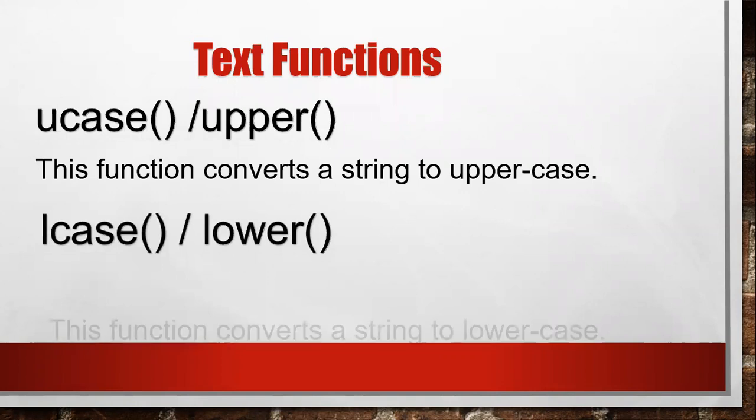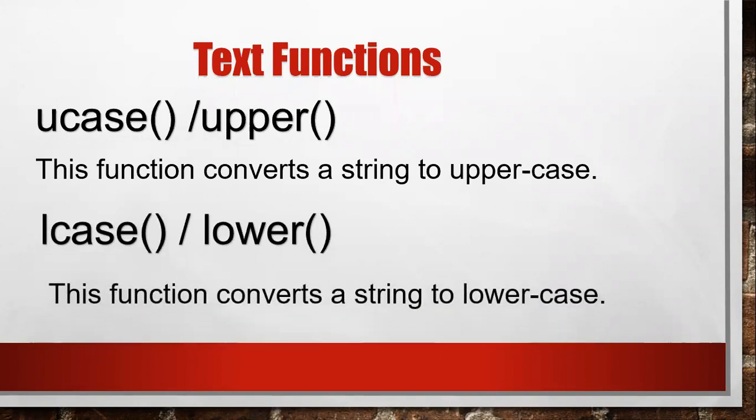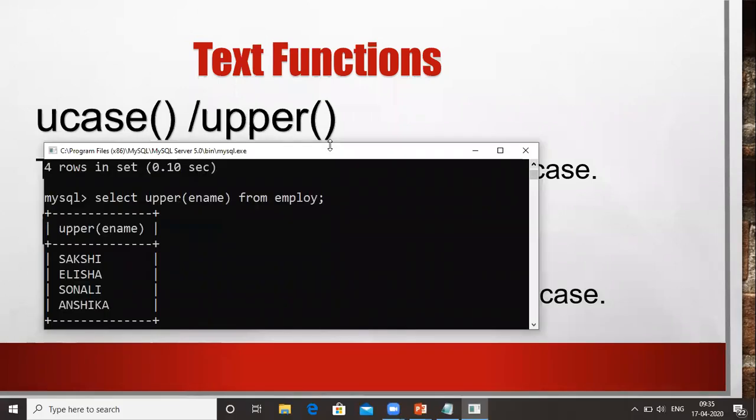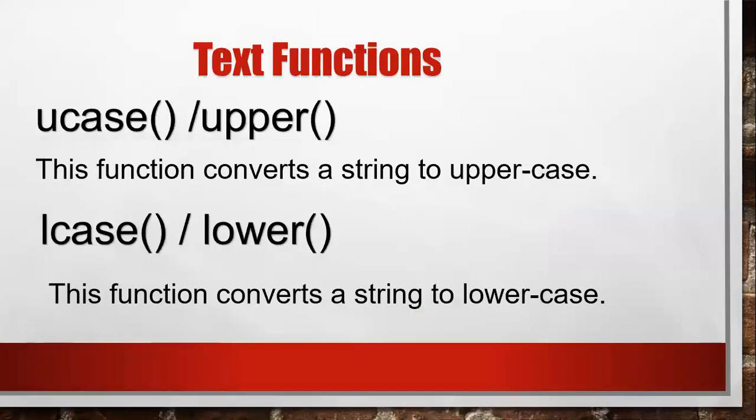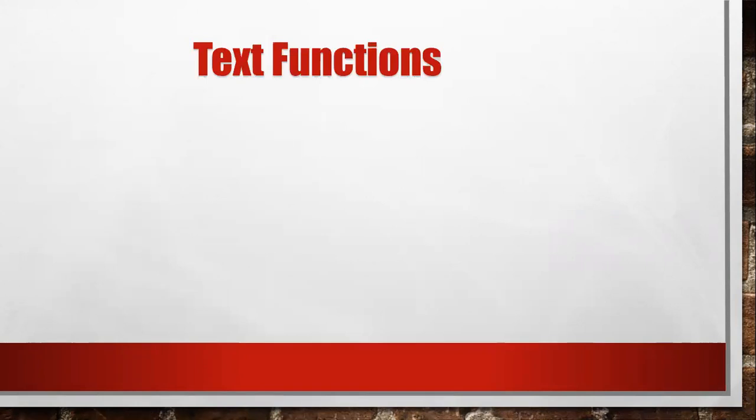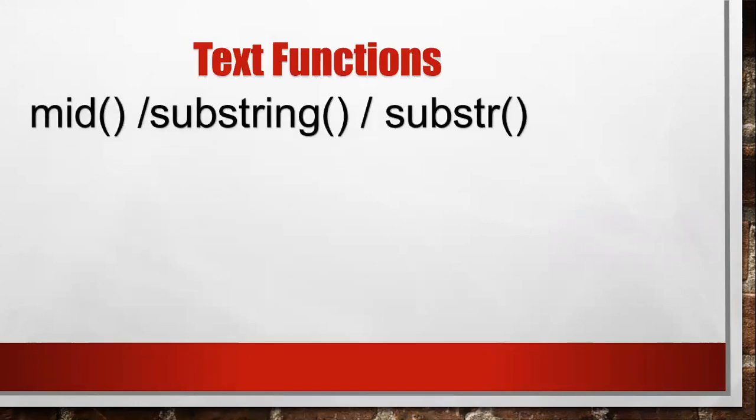So what will these functions do? They will convert a string to lower case. Okay, so simply, instead of ucase, if I write lcase, what will it do? It will show the names of all the employees in small letters. Okay, so these are the two text functions, lcase and lower, or ucase and upper, we can say. Now the next text function is mid, substring and substr.